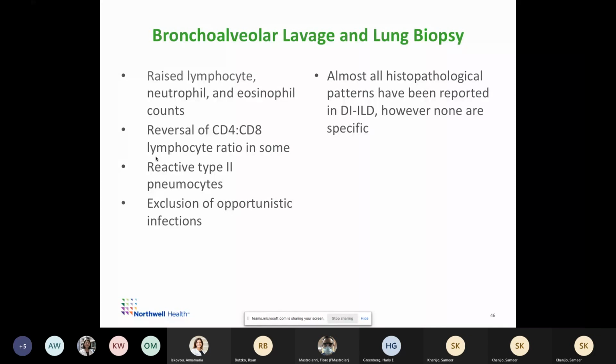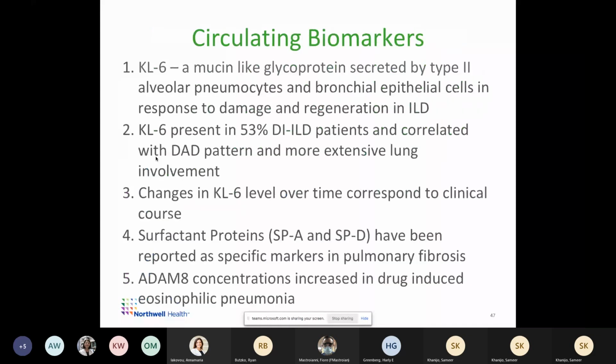And so you'll find something, but whether that will point you to your disease process or not is, again, based on whether you've thought of it. So people have then looked at circulating biomarkers, and the three biomarkers that are mentioned in the text are KL6, SPA and SPD, and ADAM8.